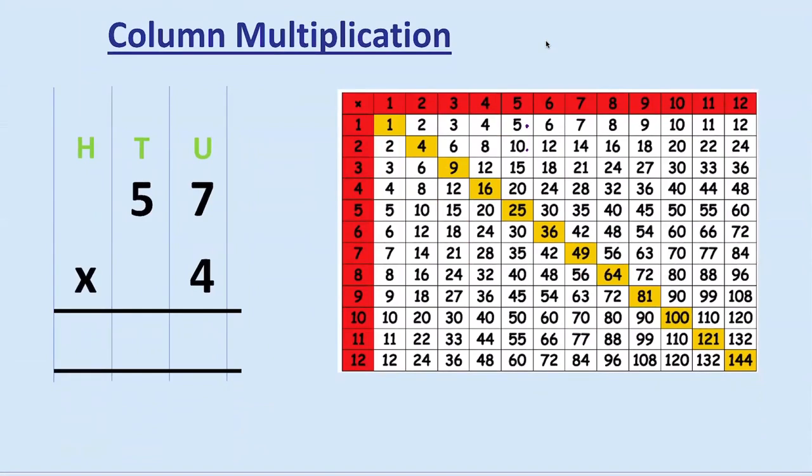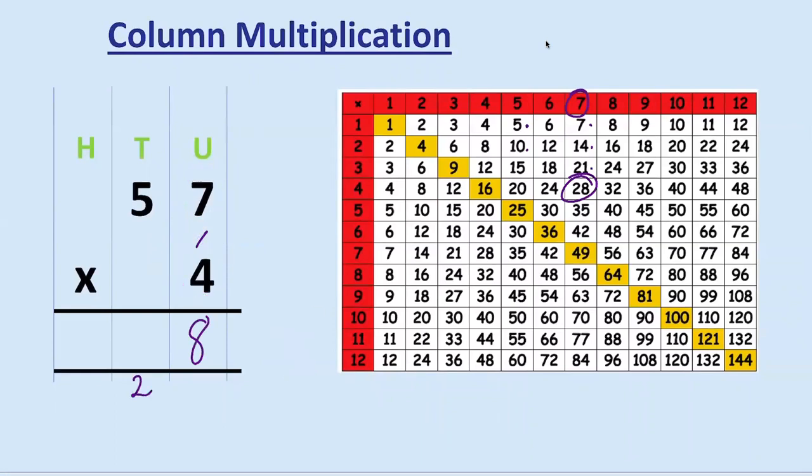Okay, let's go through it. First bit, 7 times 4. 7 times 4, 7, 1, 2, 3, 4, 28. Remember 28, we're only going to write in the units between the two lines, 8. The 2 goes into the next column.